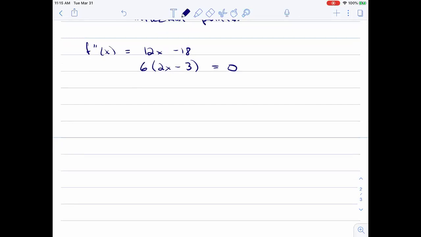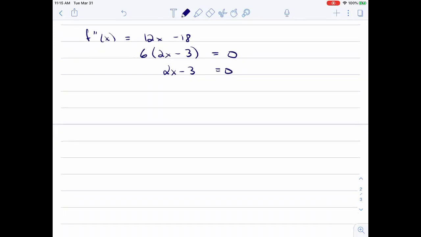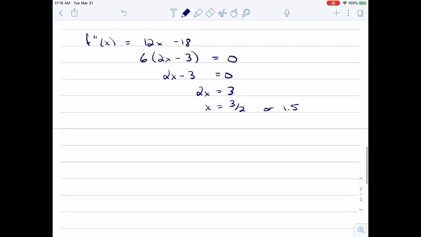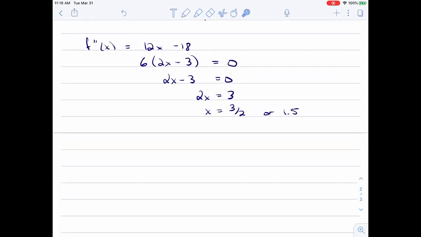I can divide both sides by 6, so then I get 2x minus 3 equals 0. Now solving for x, I get 2x equals 3. So x must be 3 over 2, or if we prefer, 1.5. Same idea, right? You don't want to call it a critical value because it's from the second derivative, but it could be a potential inflection point. There's only one, but this is where we switch from concave up or down to another type of concavity.